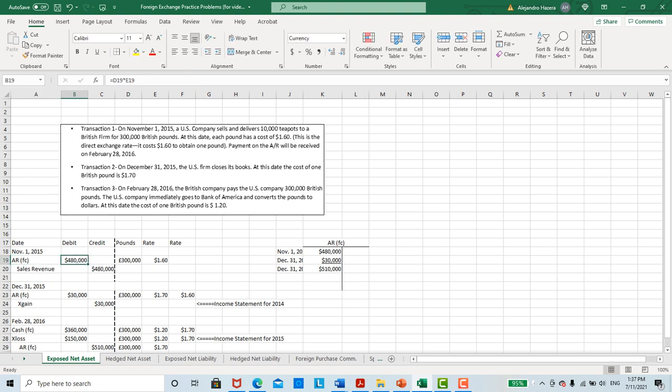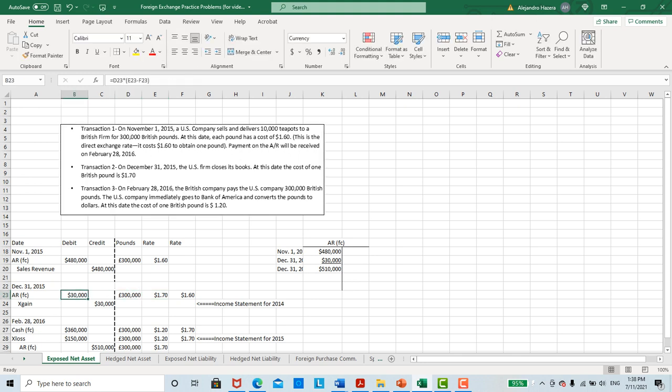So the first transaction was just debit accounts receivable, credit sales for 480, which is the initial 300,000 British pounds times the initial value of $1.60. And then by the end of the year, you hadn't collected the pounds yet, but the value of each had gone up by 10 cents per pound. So from $1.60 to $1.70, which is right there, there's your $1.70. You'll be given the exchange rates.